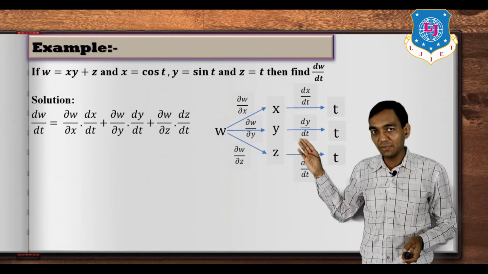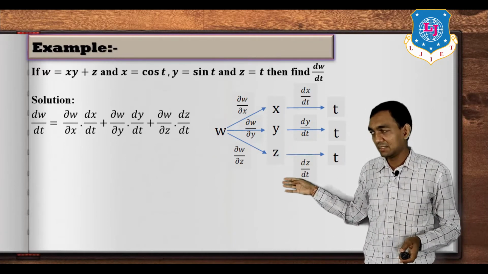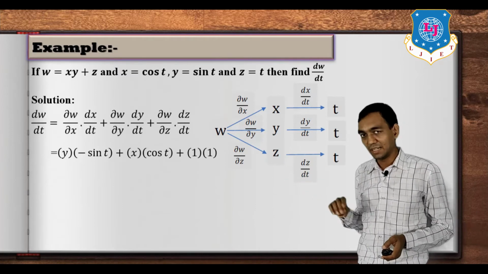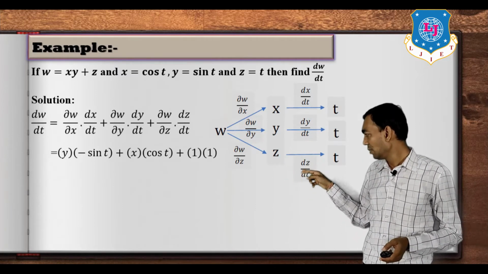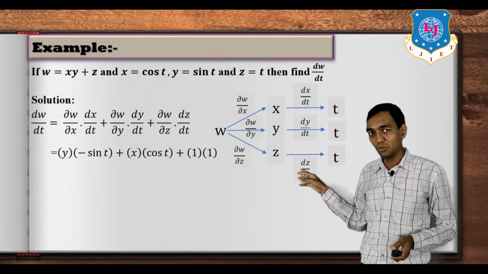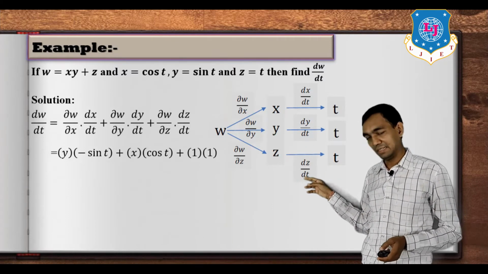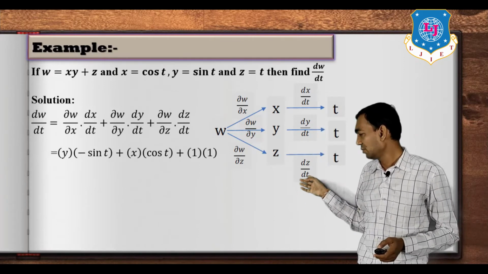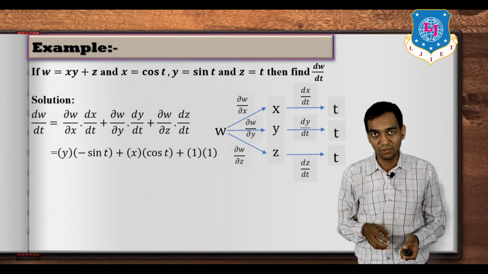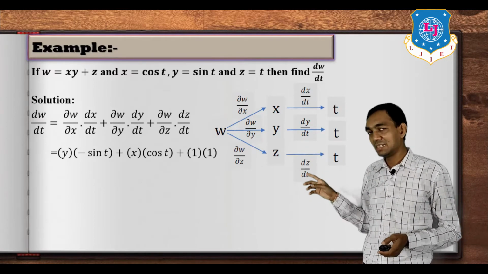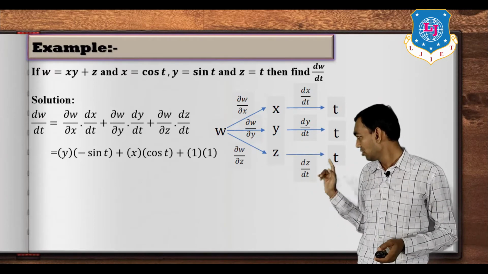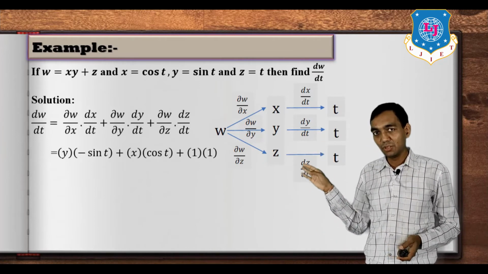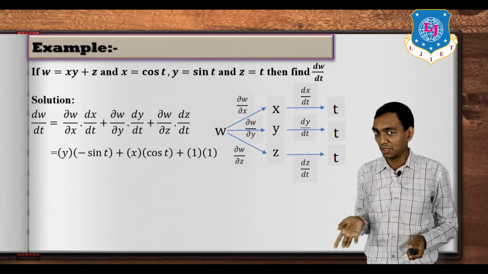Correct? Now putting the values: del w by del x is nothing but y, and dx by dt has a value minus sin t. In the same manner, del w by del y, the derivative of w with respect to y, will be x, and dy by dt, the derivative of y with respect to t, that is the derivative of sin, cos t, and del w by del z, the derivative of w with respect to z, is 1, and dz by dt, the derivative of z with respect to t, is also 1.